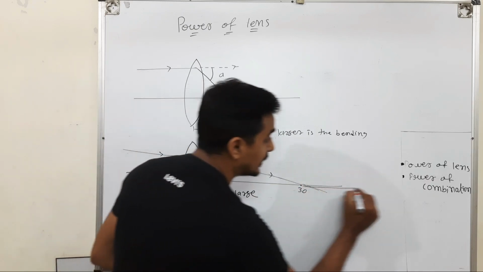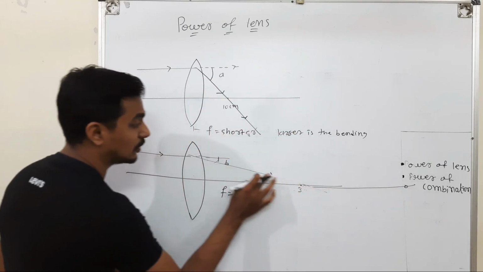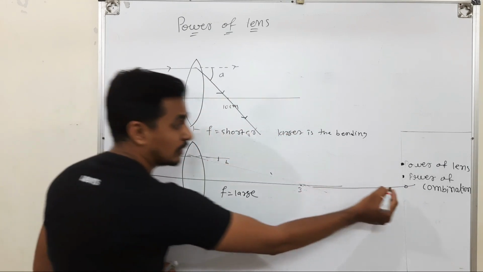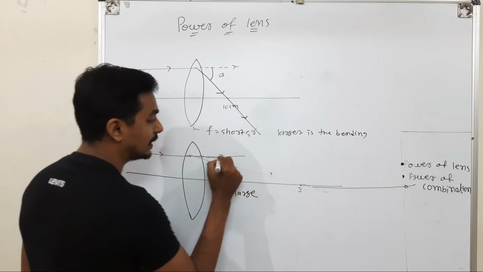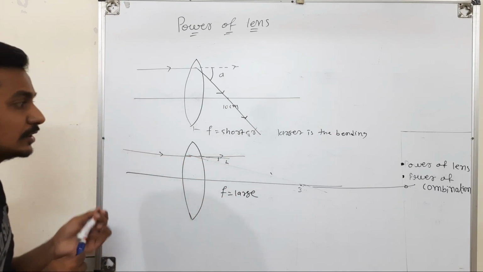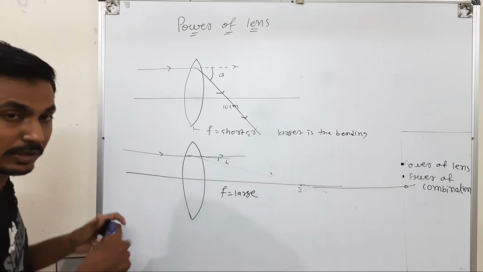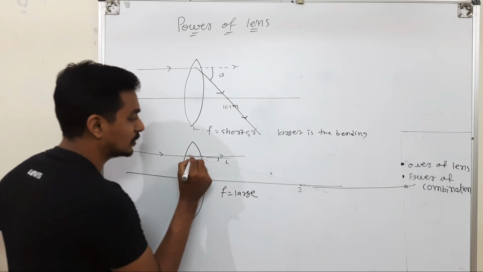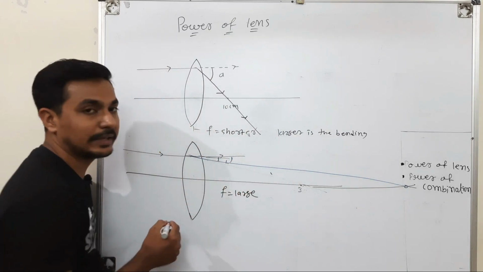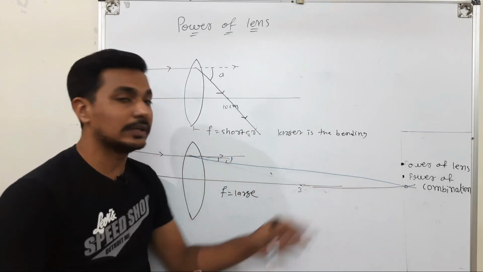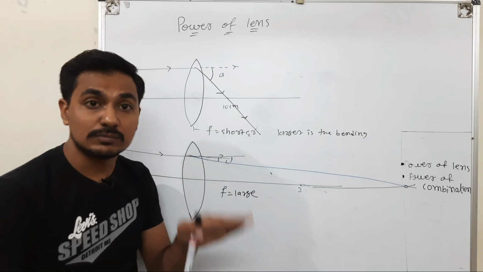If the focal length is very large, then what will happen? The ray is going like this, and after refraction the ray will pass through that focus. Let us say that is the focus. Then see the bending, very small bending. So as you increase the focal length, the bending becomes smaller.